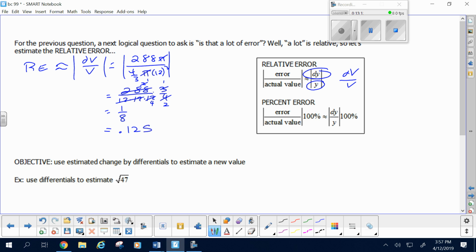Sometimes, rather than a decimal form, they ask you that as a percent error. In that case, the percent error would be making that a percent, and you'd say 12.5%. That's a pretty good chunk of error. You're off by about an eighth of what you are measuring. That's, to me, substantial error. You didn't do very well, but we are eyeballing it. We weren't using tools, right?